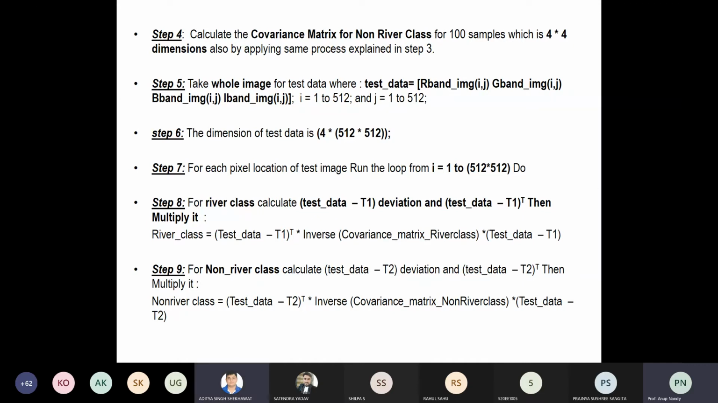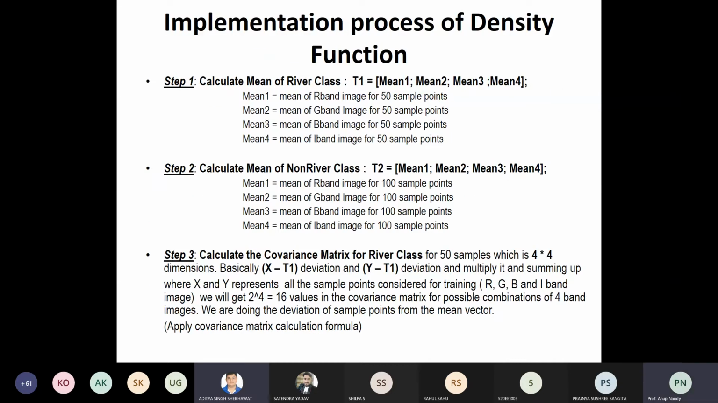Sir, can you please explain step number 3? The covariance one, the covariance matrix formula. How do you find this covariance matrix? Sir, in this, what is capital X and capital Y? Capital X is the 50 sample points. All the sample points. Yes, it is written, 50 sample points. We just take the deviation from the mean, that's it, and just multiply it.